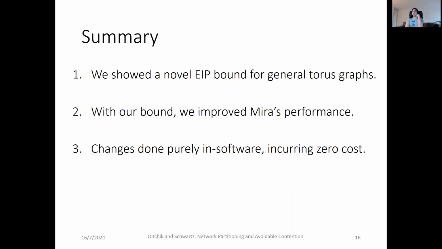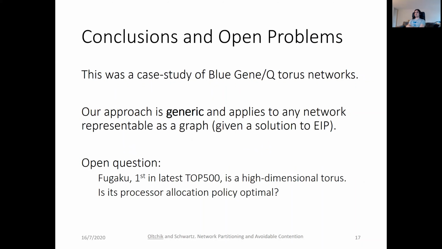Now, in summary, we showed a novel EIP bound for general torus graphs. Using our bound, we improved the performance of Mira, or specifically its processor allocation policy. And all of these changes were done purely in software, incurring zero cost. So now conclusions and open problems. This was a case study of Blue Gene/Q torus networks, but our approach is generic and applies to any network that can be represented as a graph, given a solution to its specific EIP. And one open question that remains is Fugaku in the latest Top500 is also a high-dimensional torus, but is its processor allocation policy optimal?